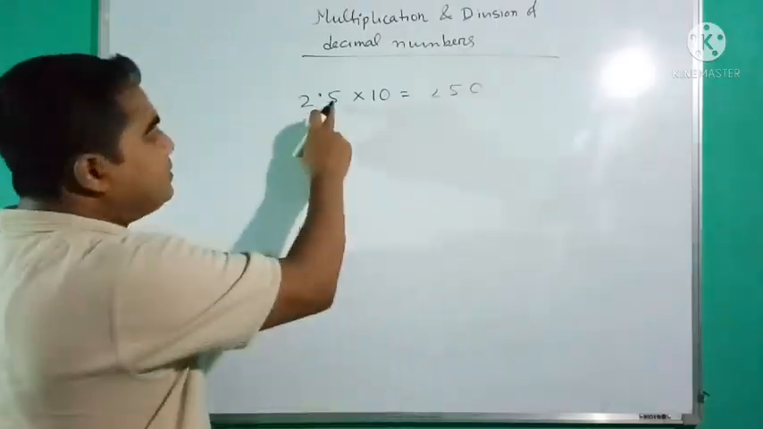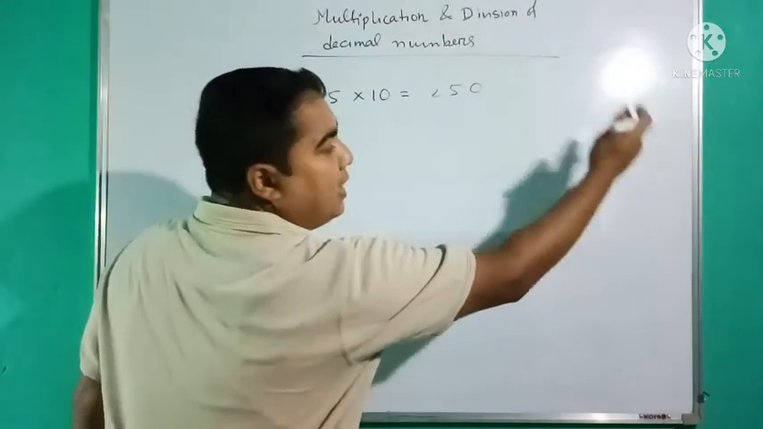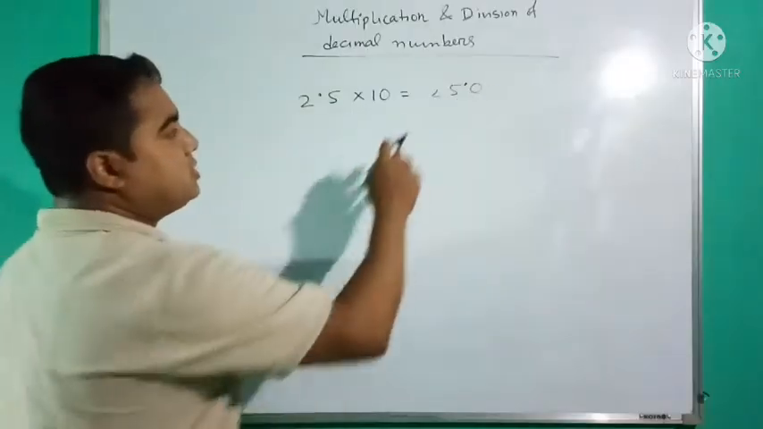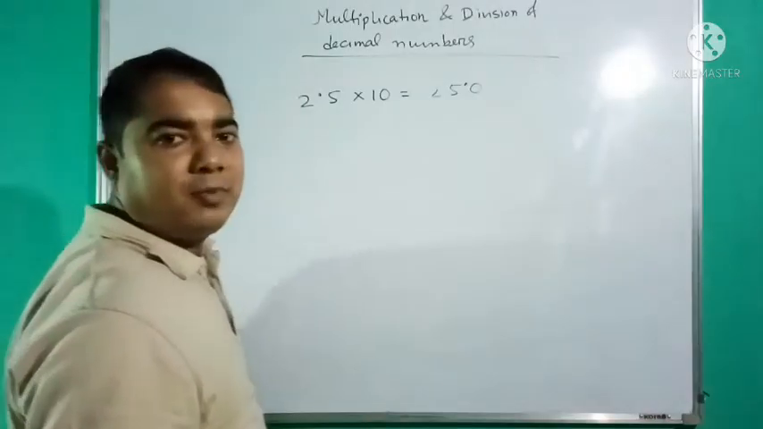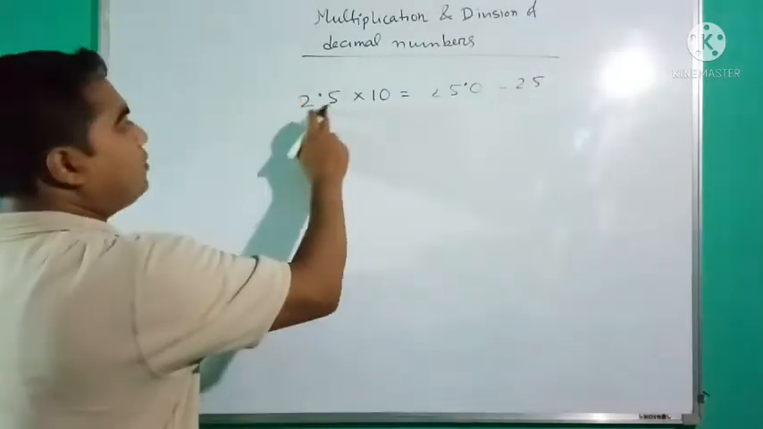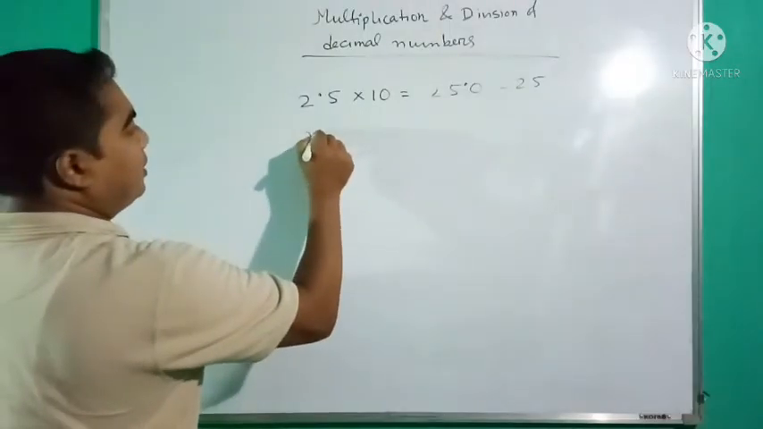Now how many decimal places? Count one decimal place. So give the decimal place counting from right to left, in front of one digit. See, now the answer is 25.0. The 0 is meaningless, so you can write it as 25. That is 2.5 into 10, the answer is 25.